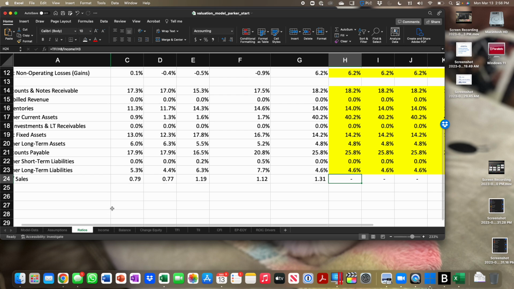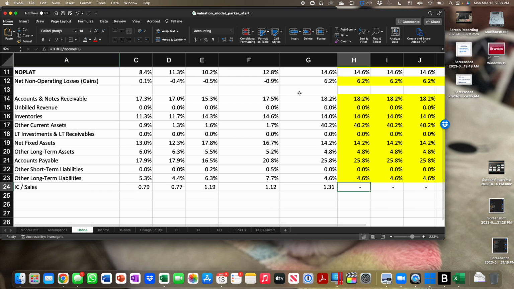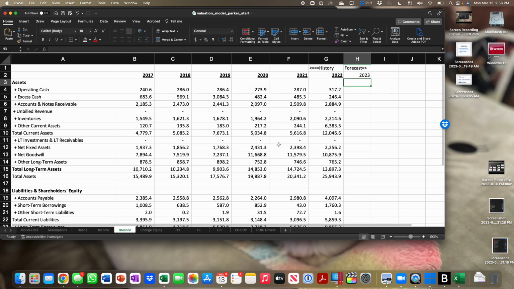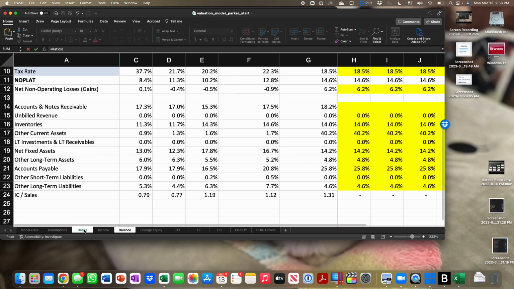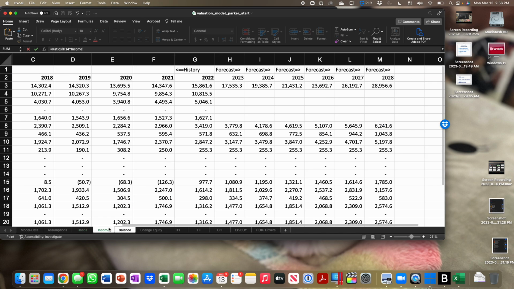First one is accounts and notes receivable as a percentage of sales for 2023, 18.2%. So here's how we create the balance sheet item in dollars. Accounts and notes receivable in the balance sheet tab is row 6, column H, equals, from the ratios tab, H14 times, from the income tab, H3.